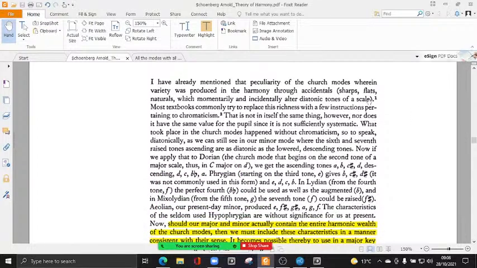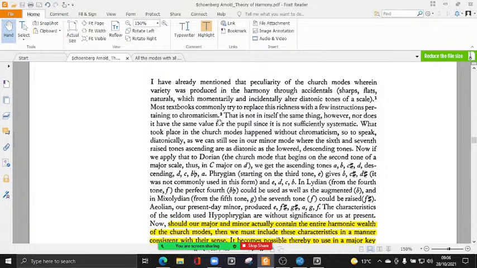So I have already mentioned that peculiarity of the church modes wherein variety was produced in harmony by accidentals, sharps, flats, naturals, which momentarily and incidentally alter the diatonic tones of the scale. Most textbooks commonly try to replace these regions with a few instructions pertaining to chromaticism. We're not going to get into that, because we don't have the other textbooks. The only thing I'm going to say is that other textbooks orient secondary dominant, diminished dominant, and church mode from a different point of view.